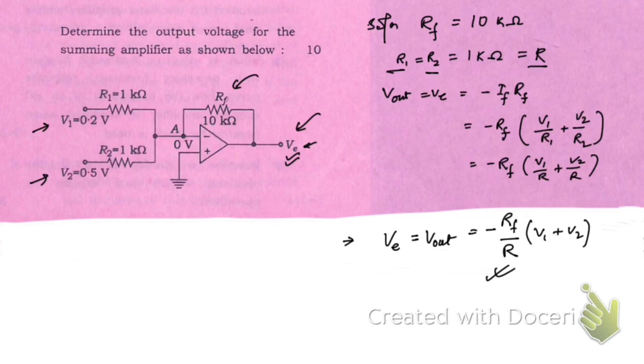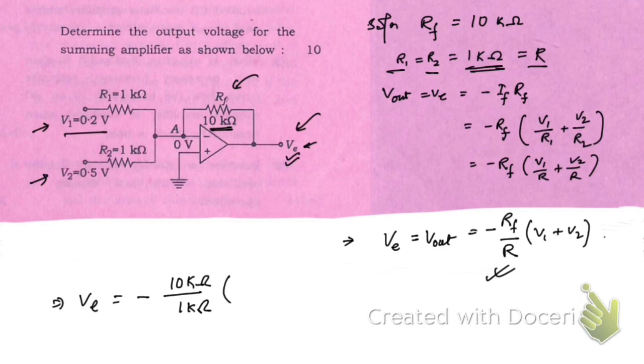Okay, now let me solve this one here. VE will be equal to minus RF. What is the value of RF here? This is 10 kilo ohm, divided by R, which is 1 kilo ohm here. Since RF and R are both in kilo ohm, I have not converted, because the kilo ohm is going to cancel.